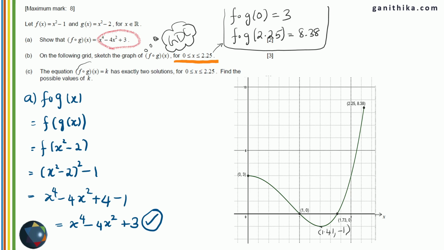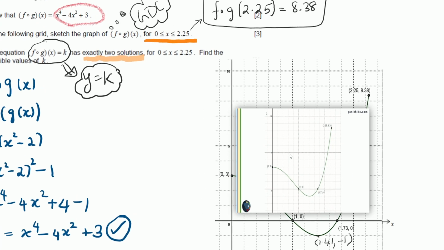Next, C question is f of g of x is equal to k, which means we are going to look for the solutions for the line y equal to k meeting with f of g of x. So we will draw different y equal to k lines and see where they meet f of g of x, and see where exactly you get two solutions, which k values will give you exactly two solutions when they meet the f of g of x function. So let's go further to see how it works.